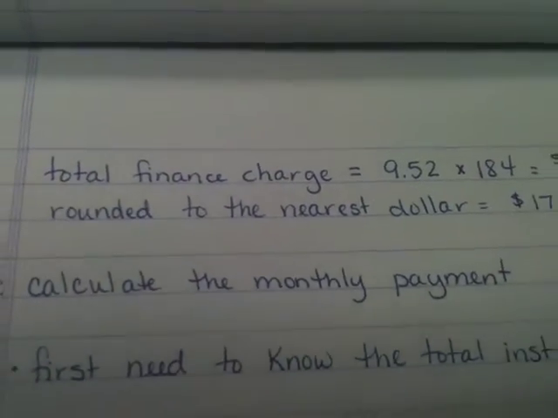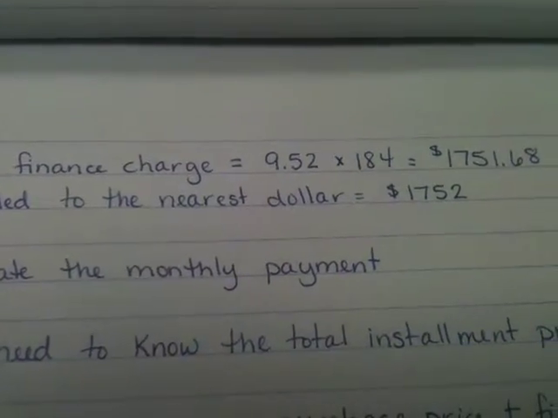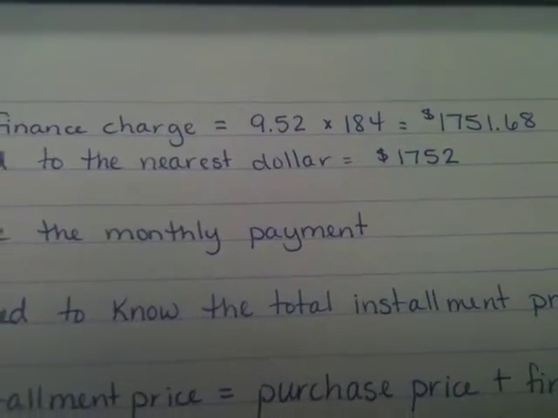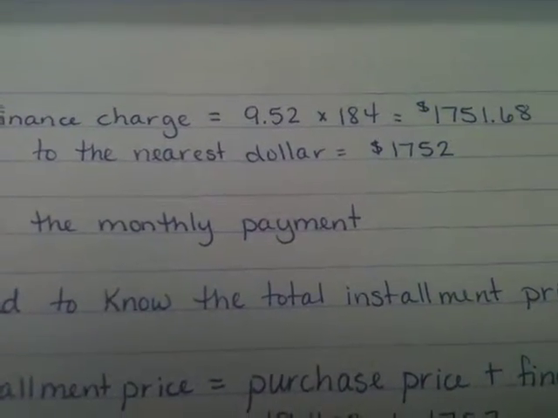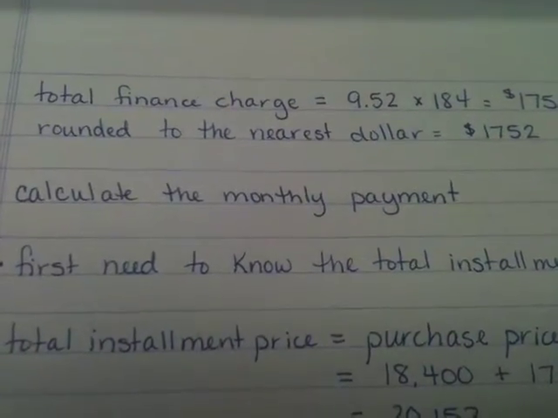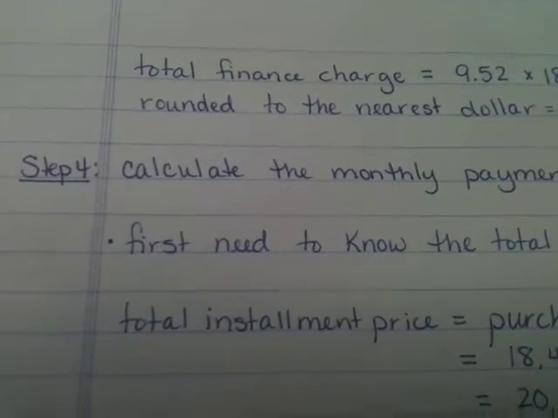Next, to calculate the finance charge, we will take that $9.52 and multiply it by the 184. This should give us $1,751.68. However, the problem does ask to round that to the nearest dollar, so we will round to $1,752.